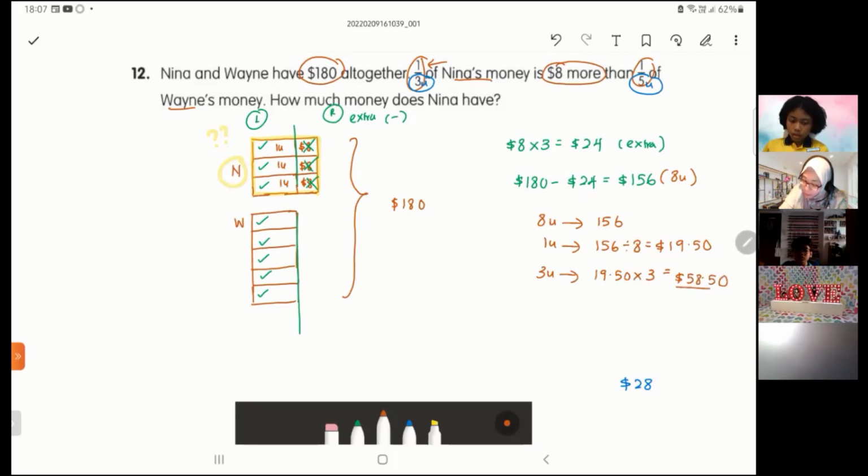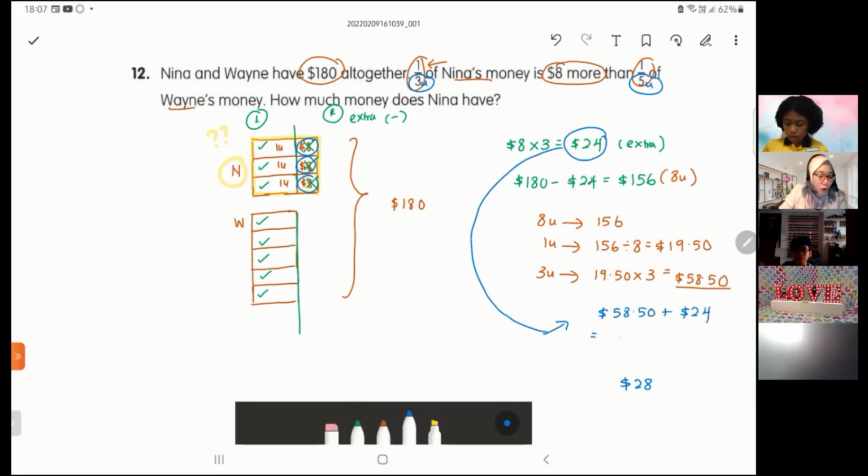Do I stop here? No, remember just now we took out the $8. Now we put back the extra that we take out. We put back because this is Nina's. This is Nina, so I put it back. So 58.50 plus $24 equals $82.50. Okay, and that is my answer for part A. The answer lah. Okay, $82.50. Not $28, but $82.50. Okay.